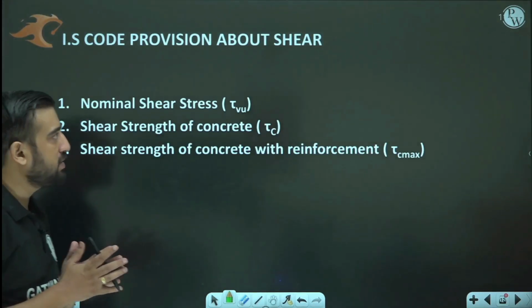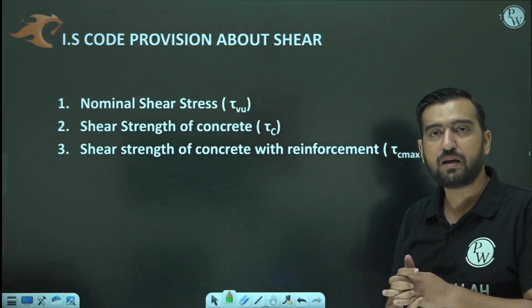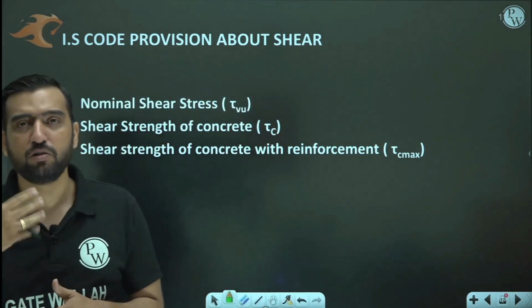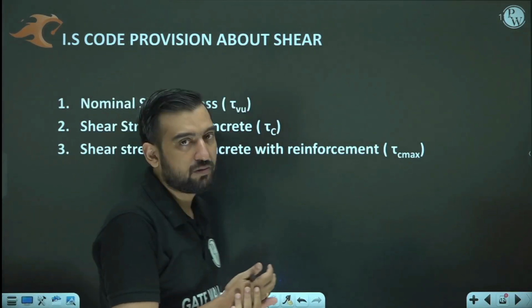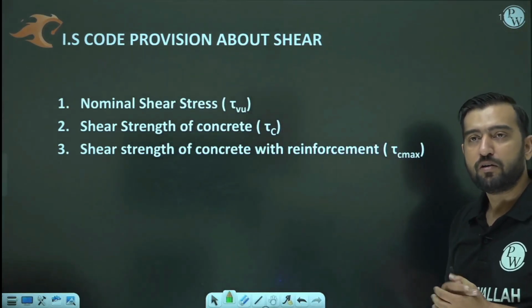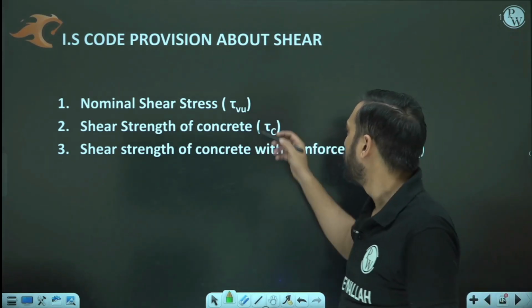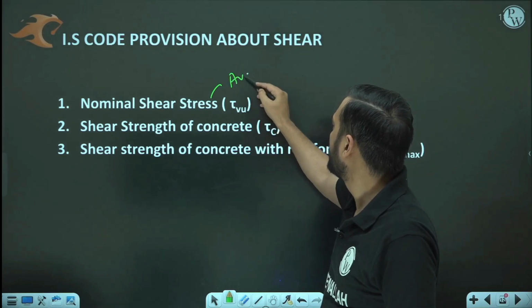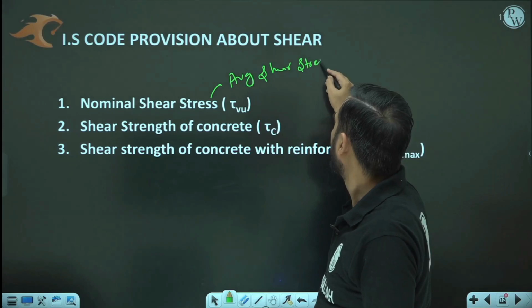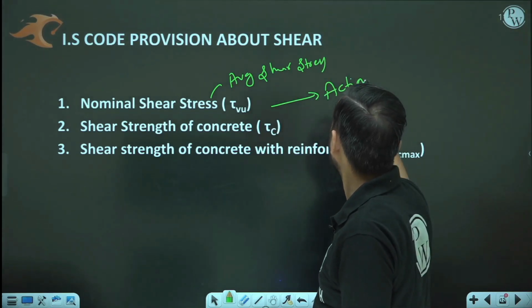So first of all, let me start with the IS code provisions of shear. There are three types of terms with which you are usually going to see things. One is nominal shear stress, tau vu. We have seen it already. It is also known as average shear stress. This is also, you can say, the action.